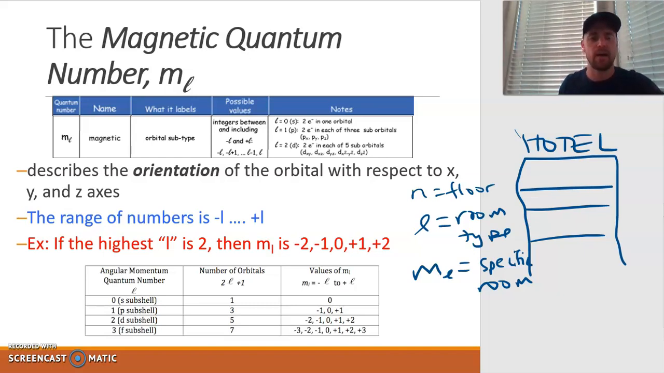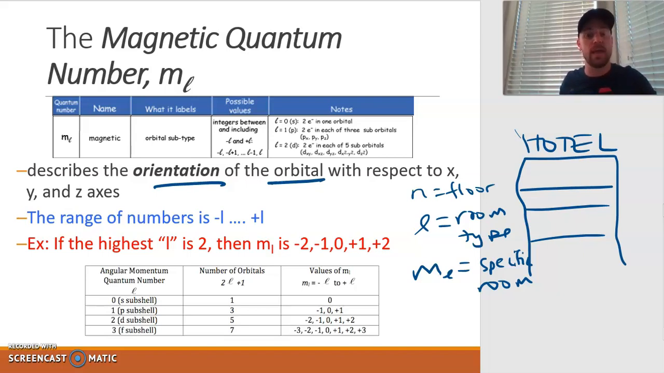The M sub L value is going to tell us the specific orbital or orientation along the XYZ axis that we're looking at. When you get to the M sub L value, now you have narrowed it down to an actual atomic orbital. The L value just told you the shape of the orbital, but it didn't actually tell you the specific orbital we were looking at. So it's the M sub L value that tells us what orbital we're looking at.